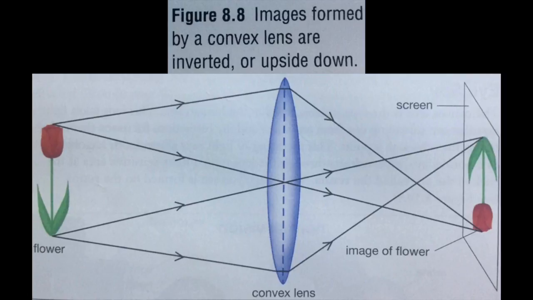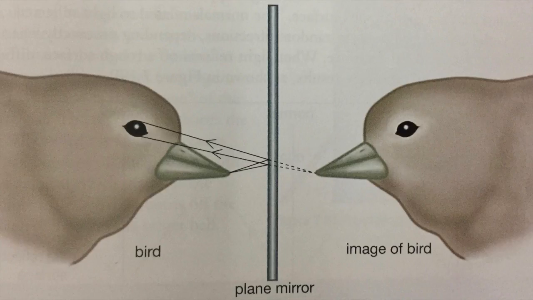Let's read figure 8.8. Images formed by a convex lens are inverted and upside down. Now below, in some cases, light rays only seem to come from the image.